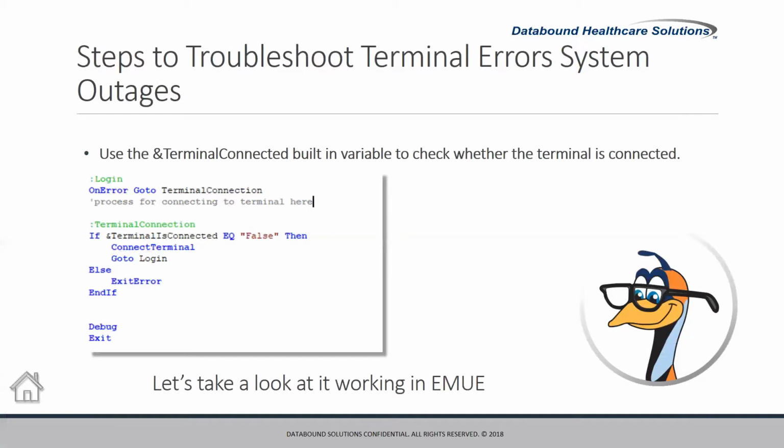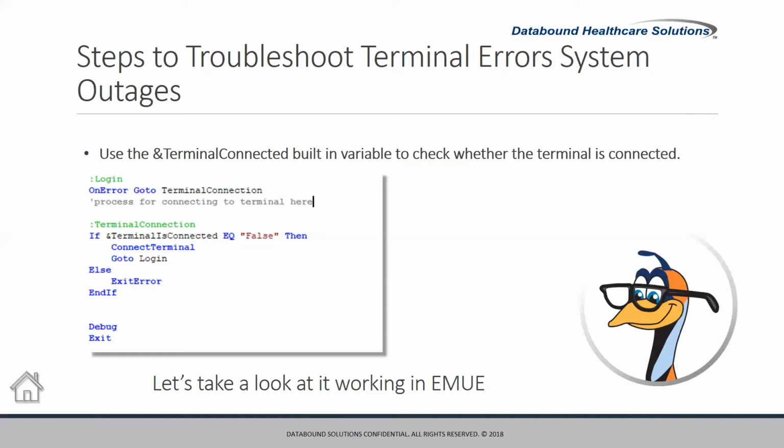For this example, I have just log in, and it says that on error, it wants you to go to the terminal connection. So it's going to check if your terminal connection is false, then you're going to want to reconnect to your terminal, go back to log in, and then you put your process for connecting the terminal here. EMUE can automatically put you through to the terminal in the very beginning, but it can't do that when it's disconnected.